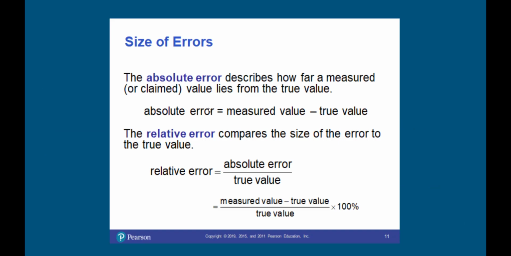The absolute error will be equivalent to the measured value minus the true value. This is the simple difference between the measured and true values. The relative error, so relative taking into account other measurements, is that absolute error divided by the true value. This is often given as a percentage. So again, we take the measured value minus the true value, and this is all divided by the true value.